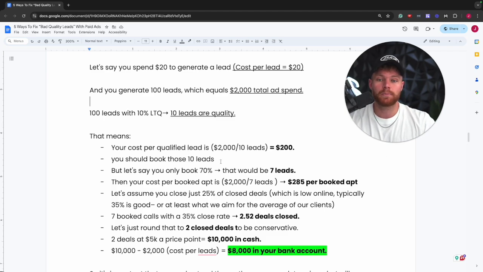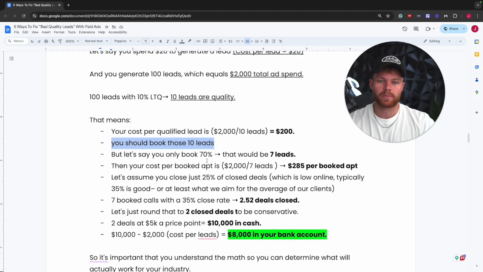In a perfect world, if you have 10 ideal type of clients, you should be able to book 10 of those. If not, you have a setting issue. But let's say you only book 70% of your ideal type of client. Again, I'm not saying everybody that comes through, I'm saying your ideal perfect type of client. Well, that would mean you would book 7 leads. So your cost per booked appointment would be $2,000 total ad spend divided by 7 leads, which equals $285 per booked appointment, which is pretty solid, especially if you have a $5,000 product.